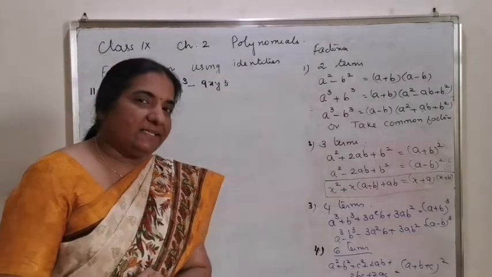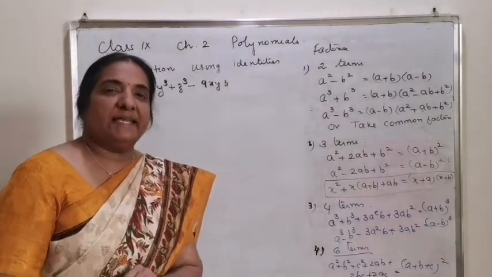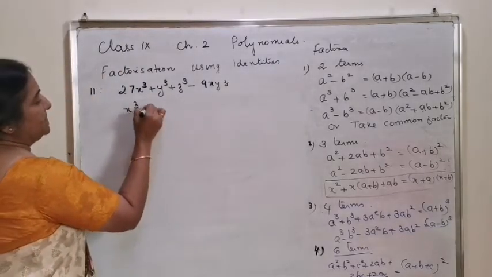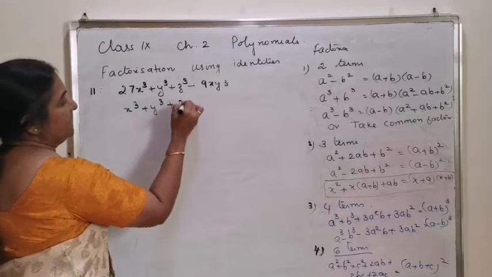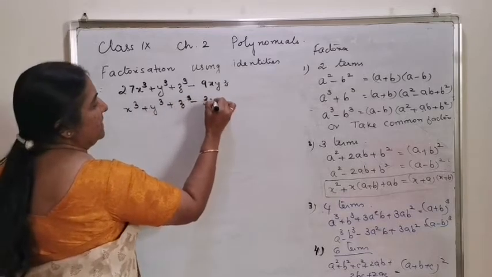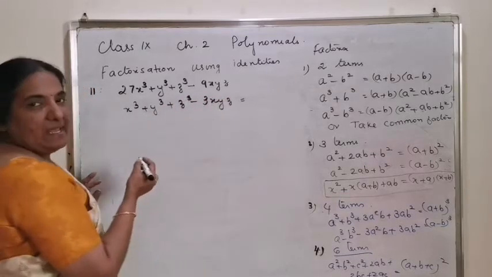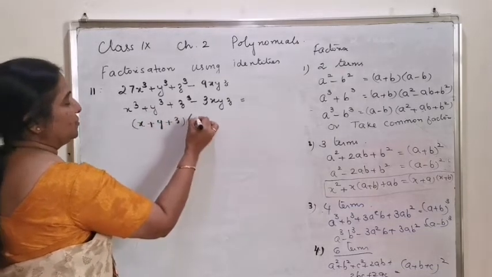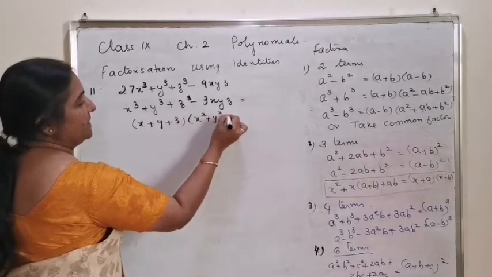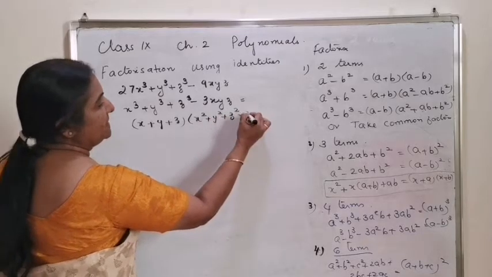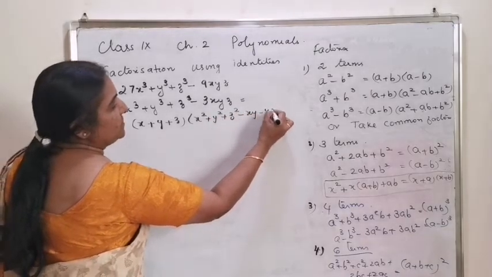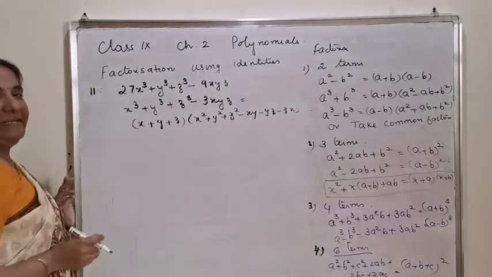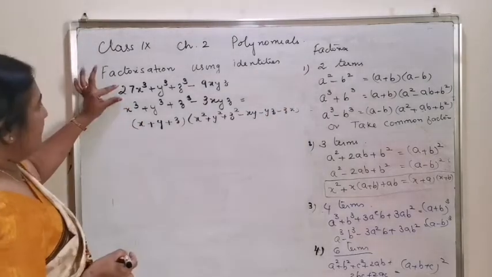The last identity we proved yesterday, x cube plus y cube plus z cube minus 3xyz, is the same as x plus y plus z into x square plus y square plus z square minus xy minus yz minus zx. This is the last identity you have learnt.